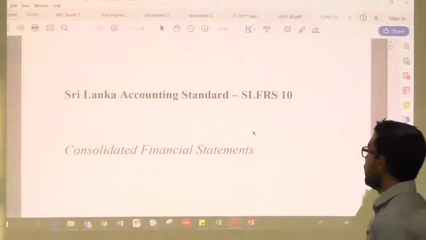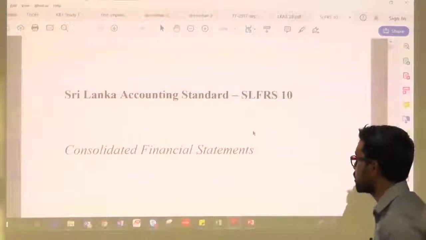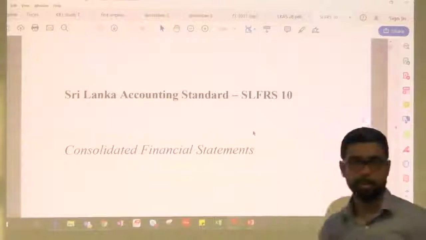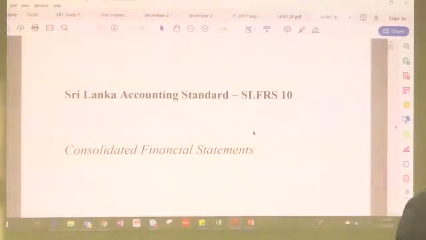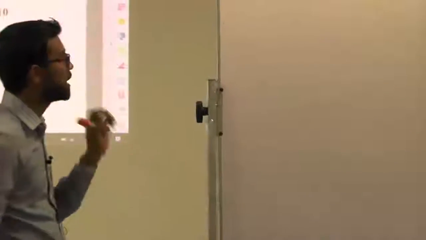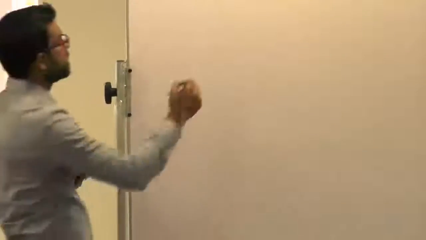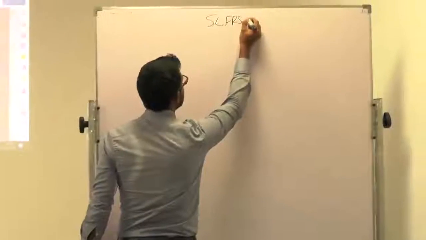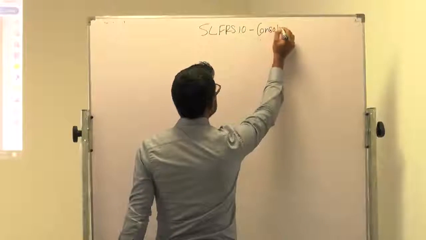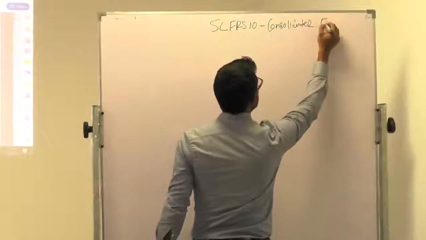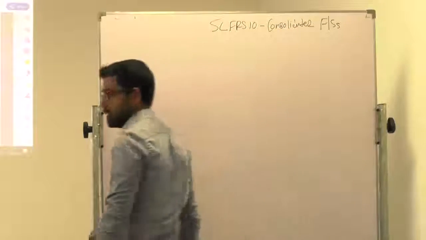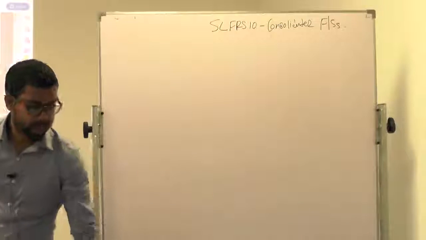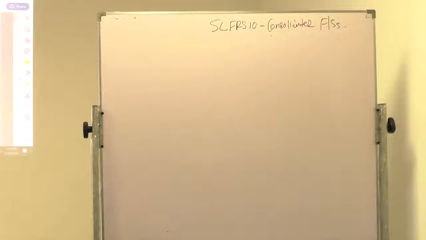Fine. Accounting for consolidated financial statements, SLFRS 10. Here I told you, Suraj, better if you can take this board right now, thereafter we can go straight away to discuss the standard with the standard book. SLFRS 10, consolidated financial statements. Again, I am repeating the same.